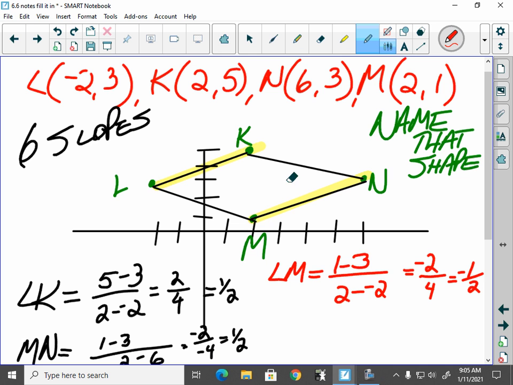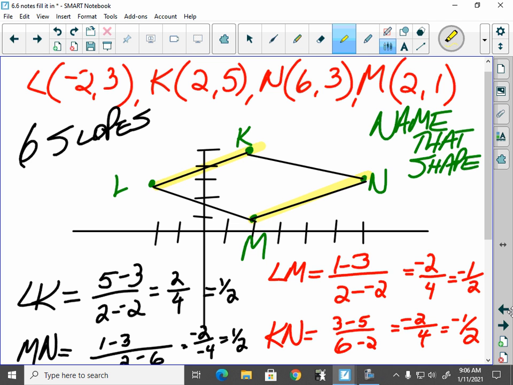KN. Here we go. We're going to try this one. KN. Those are the middle ones. Please be negative a half. Let's find out. 3 minus 5 over 6 minus 2. That's negative two over four. Hey, look at that. Okay. So now, I knew the answer.